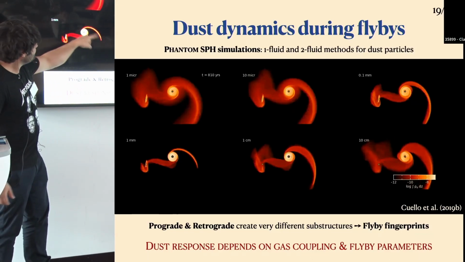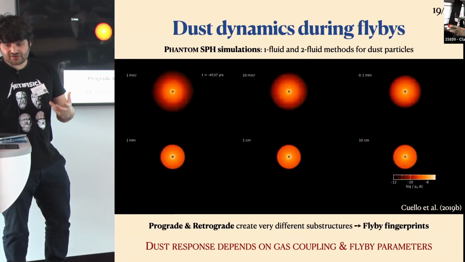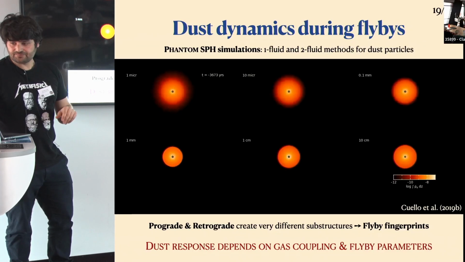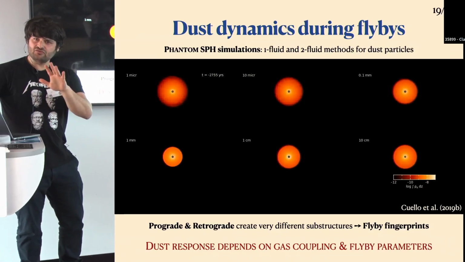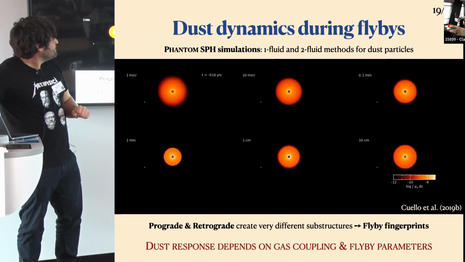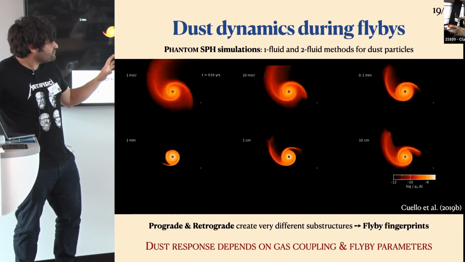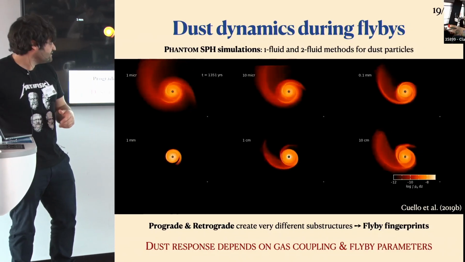You see that here, dust is much more concentrated. And then you will see that for retrograde, things are completely different. So I will go a bit faster now. So this is what happens for retrograde. Everything is much smoother and the structure is less dramatic.